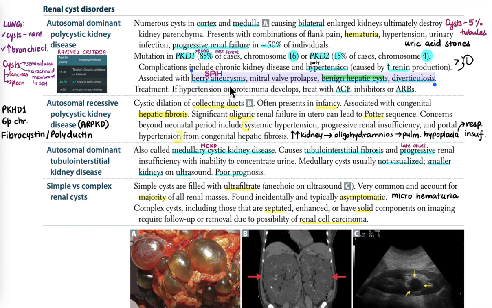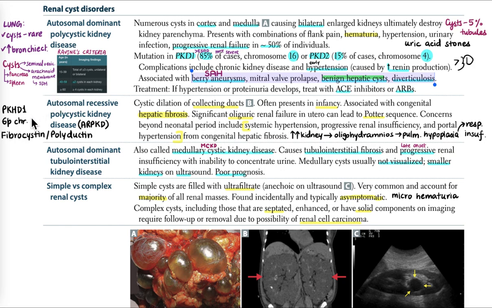The associations are very important. You have a question in USMLE also on this. It is associated with Berry's aneurysm, that is subarachnoid hemorrhage, mitral prolapse, benign hepatic cysts, and diverticulosis. Here, it was hepatic fibrosis in the case of recessive. And beyond the neonatal period, in recessive, you have systemic hypertension, progressive renal insufficiency, and portal hypertension from the congenital hepatic fibrosis that was caused earlier.